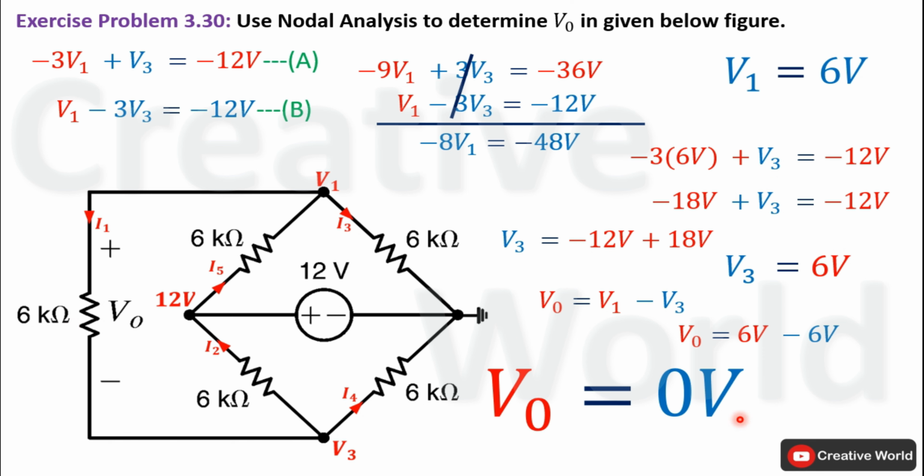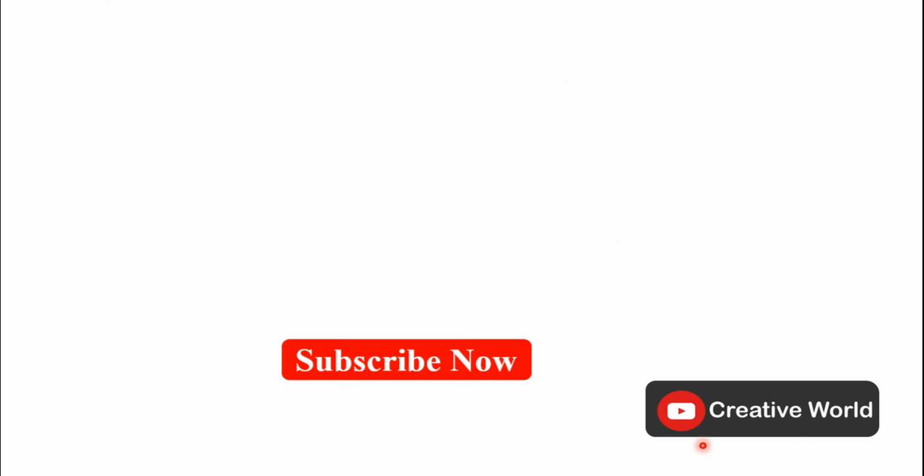And we can say that the potential difference of these two nodes which have the same potential will be equal to 0 volt. So it was all about chapter 3 exercise problem number 3.30.